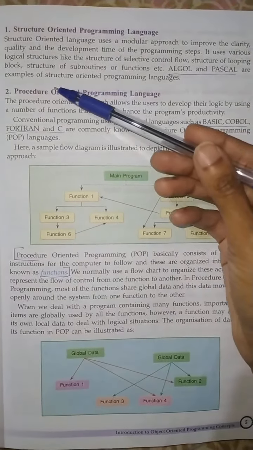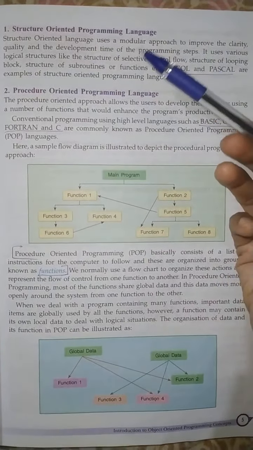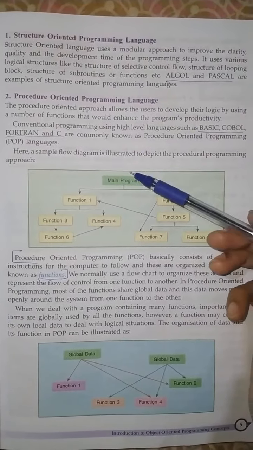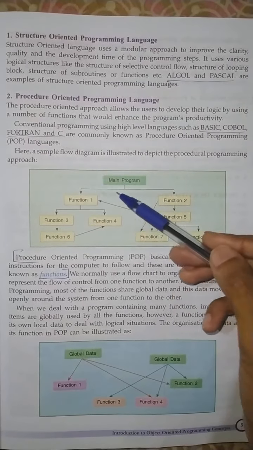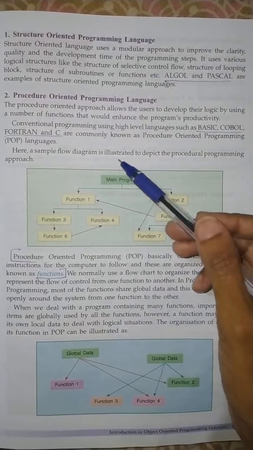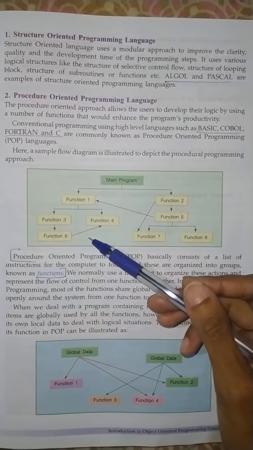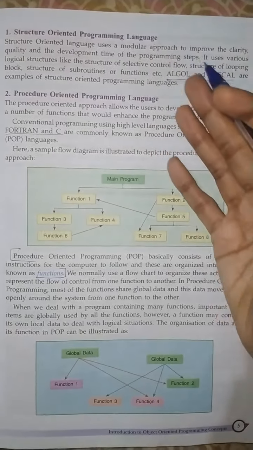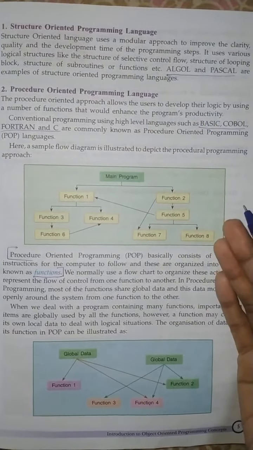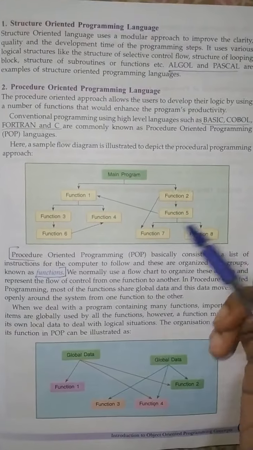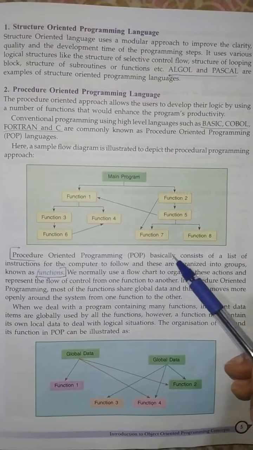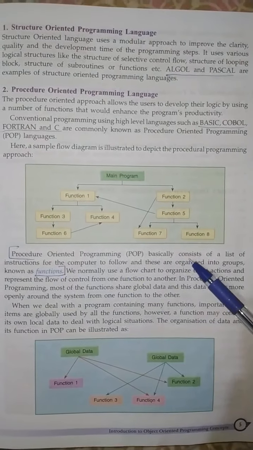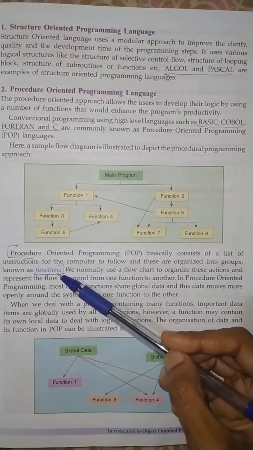And second one is procedure. Procedure means we can call it as function also, function oriented programming language. So here we are simplifying a main program into many functions. Okay, so if you take a complex program, we are dividing it into simplest modules of functions and executing. So a procedure oriented program basically consists of a list of instructions for the computer to follow, and these are organized into groups called functions.